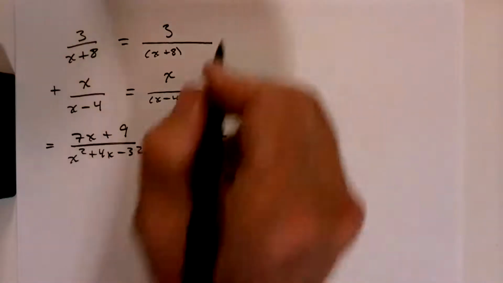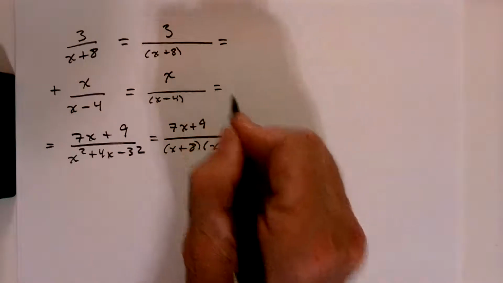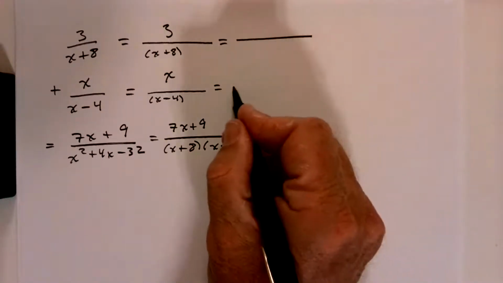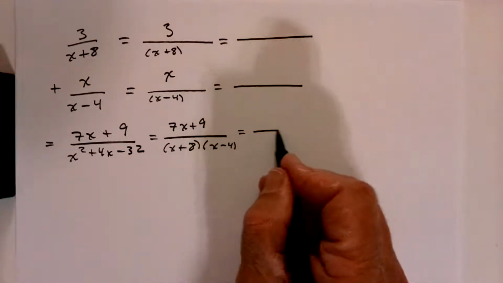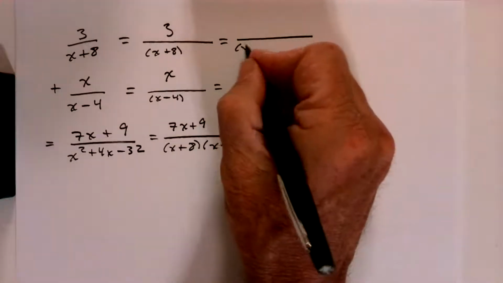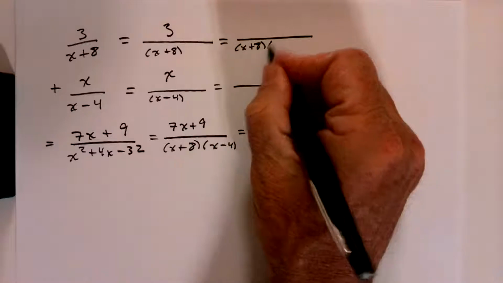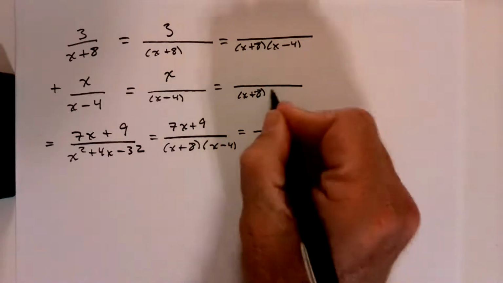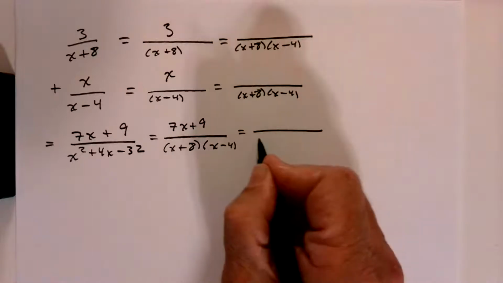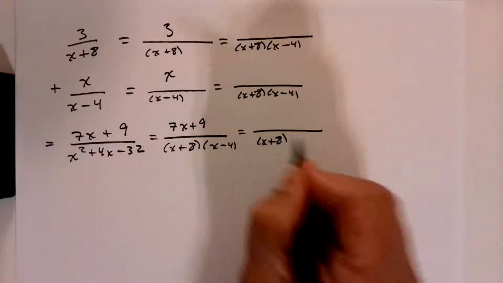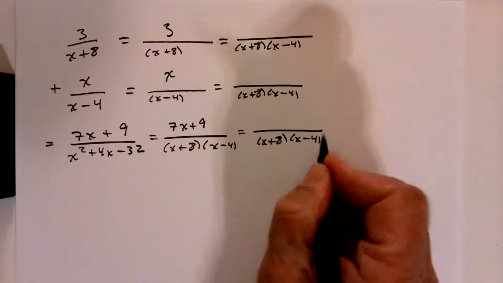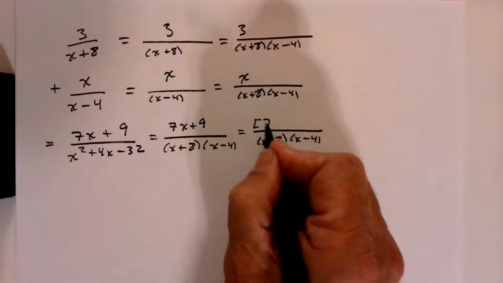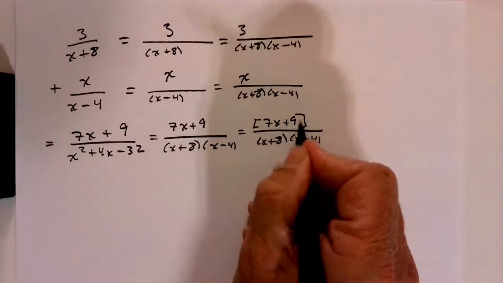Now, what do we want? We're going to build common denominators. Common denominator is x plus 8 times x minus 4. The numbers that were there before, 3 was on top before, x was on top before. 7x plus 9 was on top before.